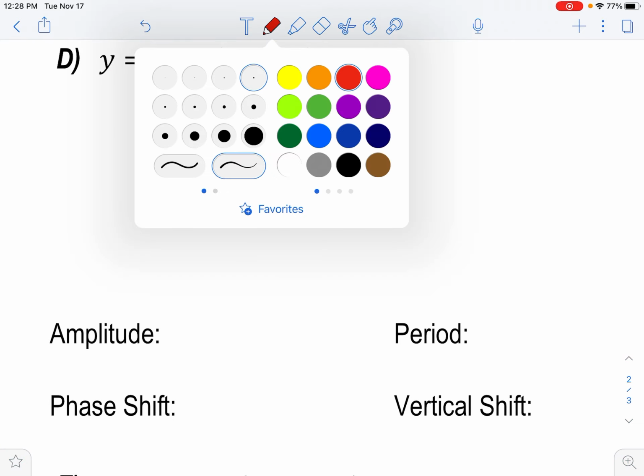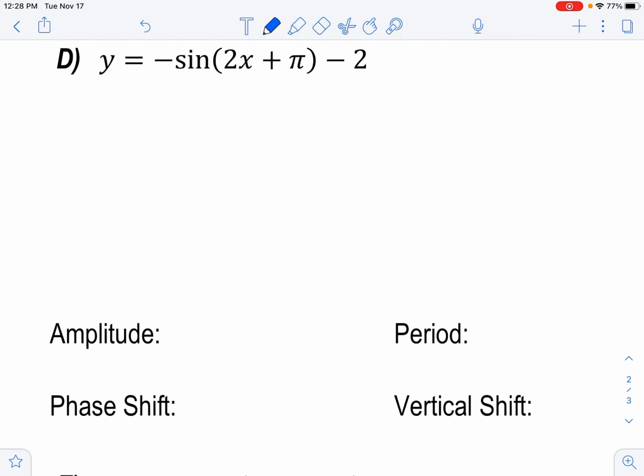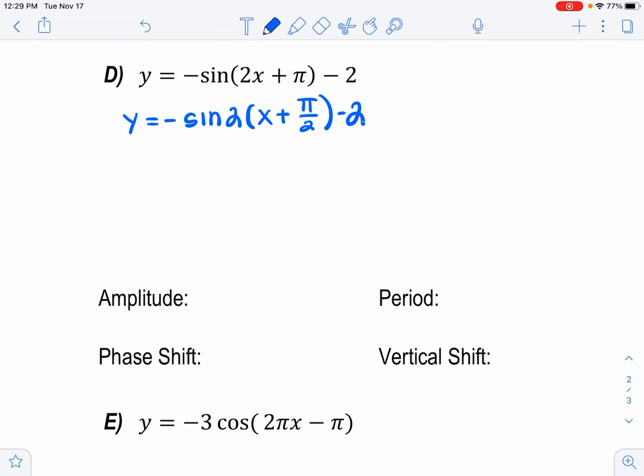Okay, next one here. All right, so what's the b value here? The b value is 2. So I do have to factor that out. So I'm going to do y equals negative sine of, I'm going to factor out the 2. Remember, factoring it out is the same thing as dividing it out. So I have x plus, and then I have to divide pi by 2, so that becomes pi over 2, and then minus 2. So that one wasn't so bad.